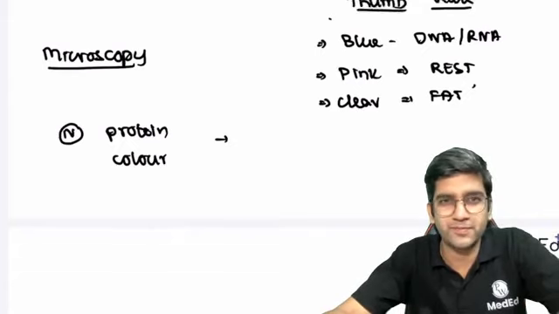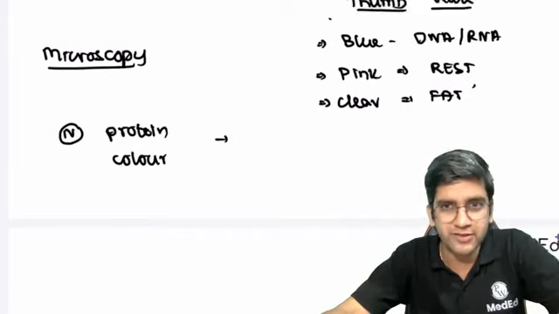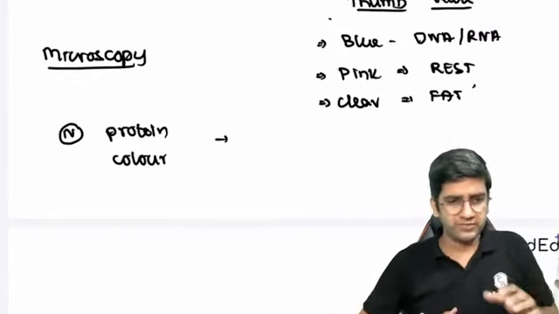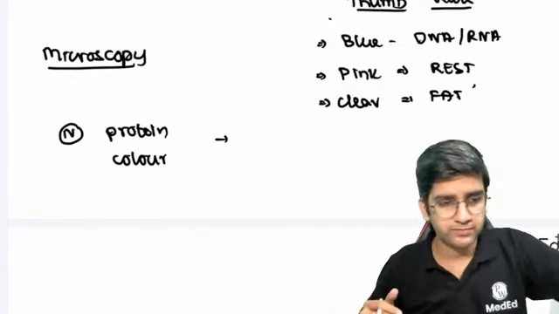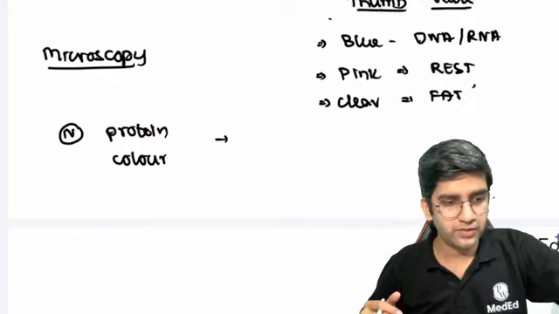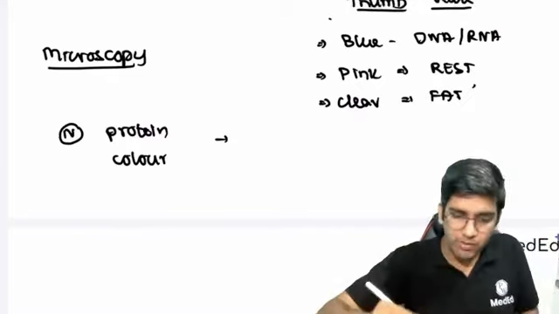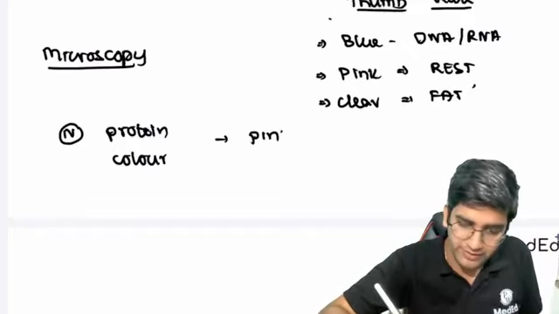I'm sure you know the answer. Color of protein? Pink, blue, or clear? Simple ones. Perfect. The answer is pink, right? Is it stuck or is it normal? I hope it's normal, right? It's a very simple thing. It's pink in color, right? So normal protein in a microscopy will be pink in color.